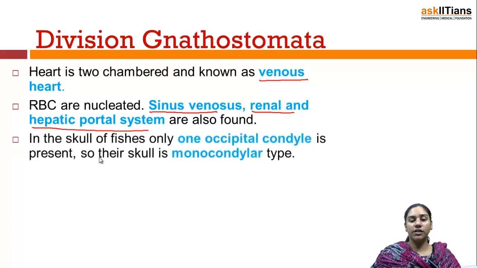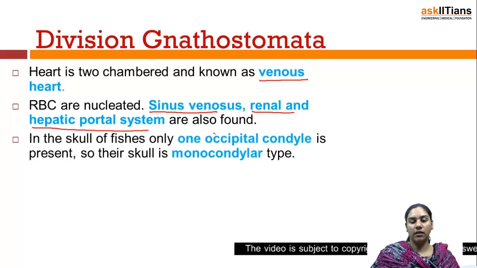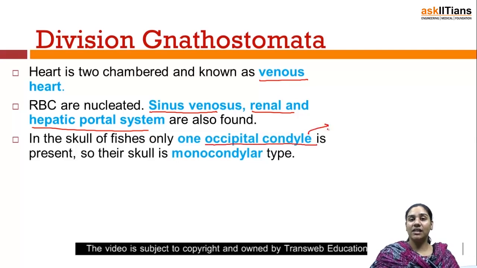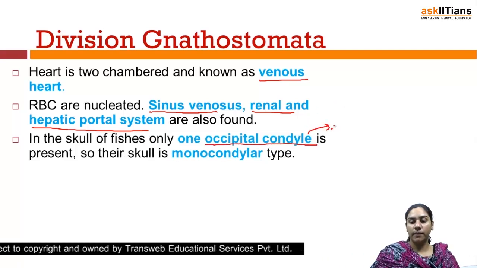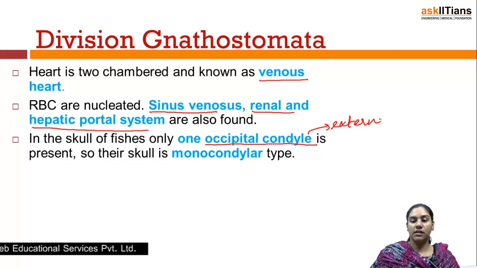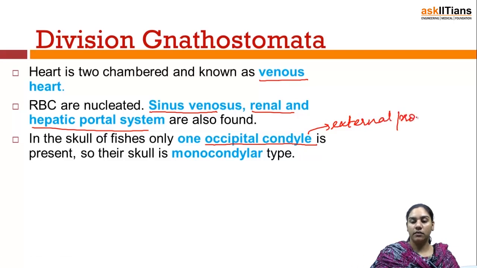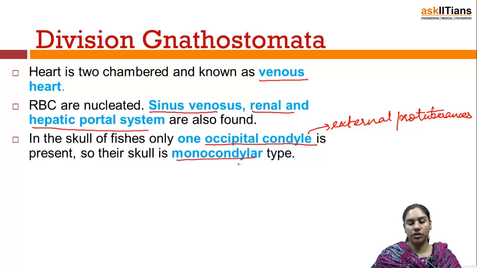In the skull of the fishes, only one occipital condyle is present. The occipital condyles are the external protuberances present in the skull. If it is present only one in number, that is known as the monocondylar type, that is present in the fishes.